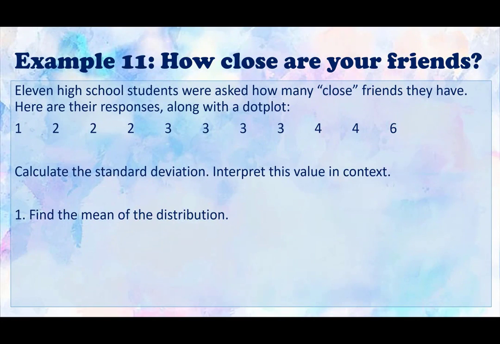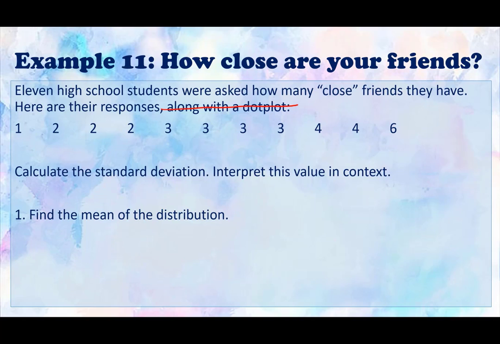Okay, so example number 11, how close are your friends? Okay, so 11 high school students were asked how many close friends they have. Here are the responses along with a dot plot. Again, I lied. There's no dot plot. There will be some in your notes just in case you need them, but there's not one here. Okay, so what we're going to first do is calculate the standard deviation, and we're going to actually interpret that value in context.